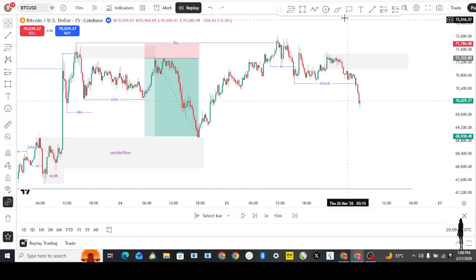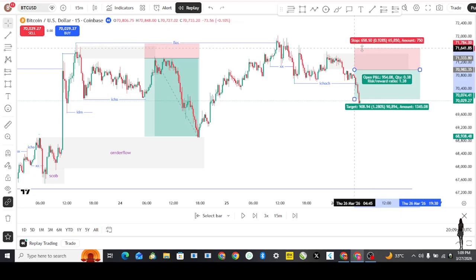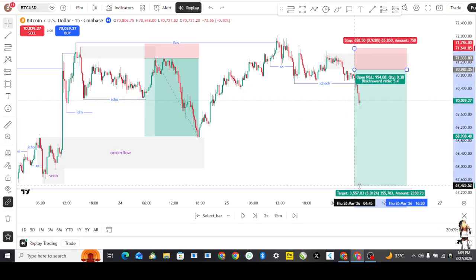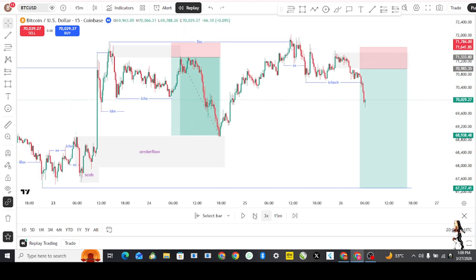Let's see. If we are to sell from there, our stop loss will be above here. Then we'll be targeting this low here, which is a ratio of 1 to 5. Let's see.